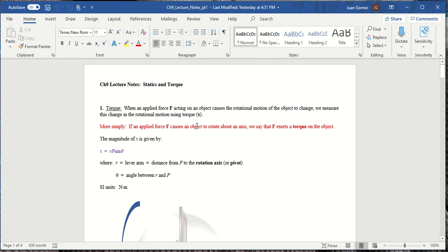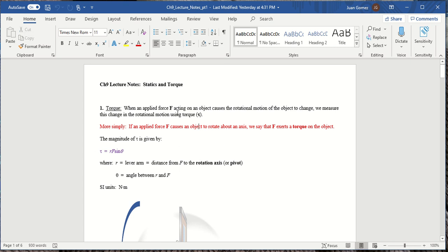A torque occurs when an applied force, we'll call F, acting on an object causes the rotational motion of the object to change. So in other words, it's a force that produces a rotation. When you apply a force, the object rotates. And typically it rotates about a pivot or a rotation axis. The terms pivot and rotation axis are used interchangeably. Do not get confused. They mean the exact same thing.